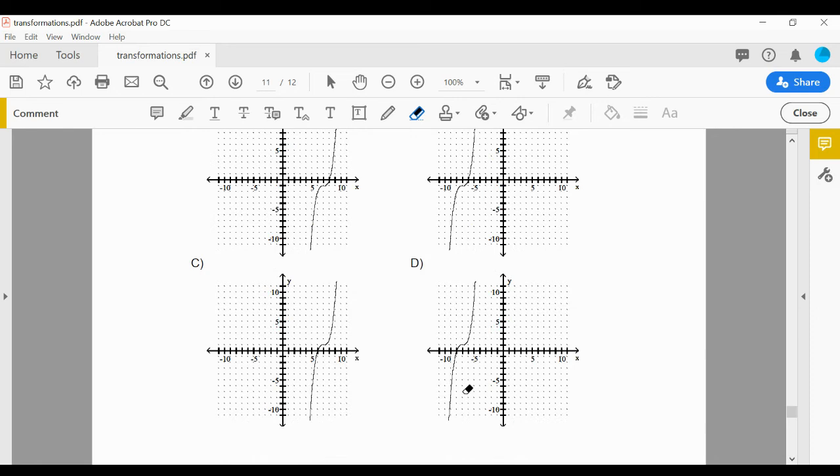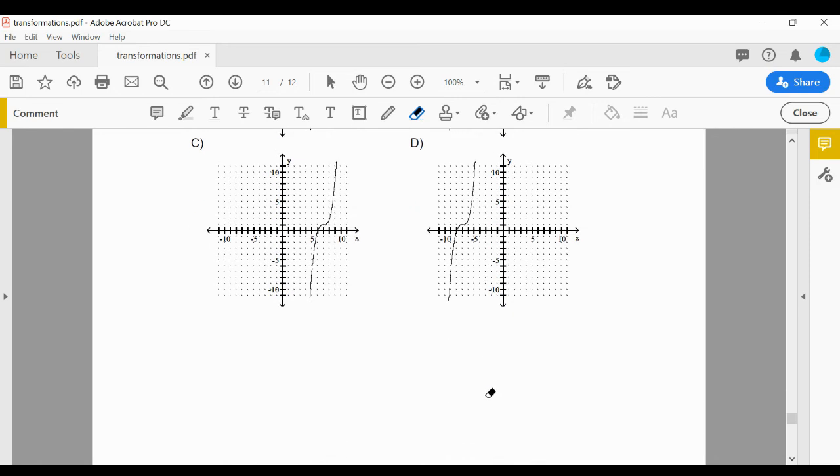So that's the scoop with transformations. You won't see many on the test, maybe 1 or 2. It's like a freebie. Y equals, graph it. There it is. All right.